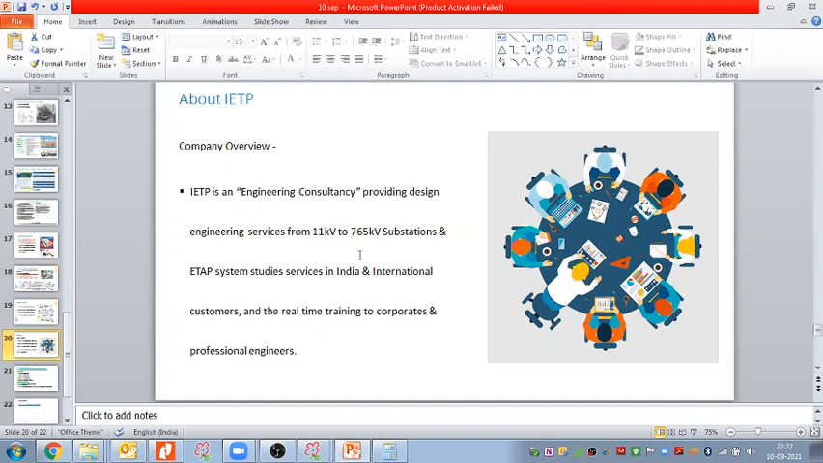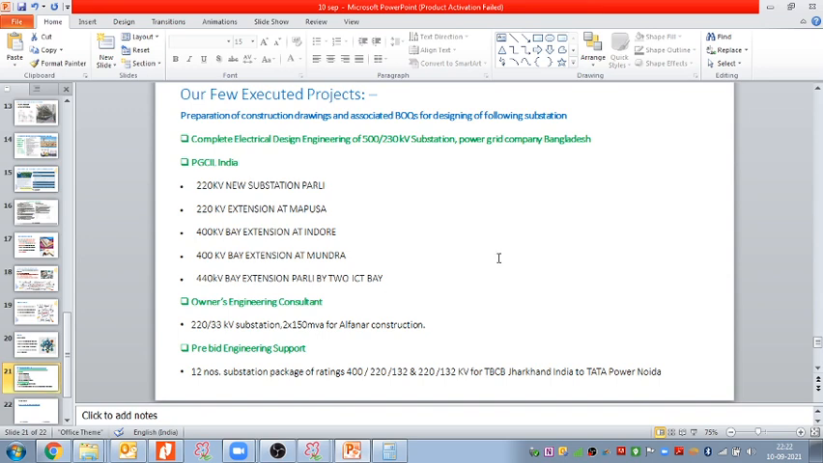Okay, we will keep 5 minutes for an introduction with all of you and with myself. I'll come to that. So what are the projects that we have executed? We executed the complete design engineering of a 500 by 230 kV substation for PGCB, Power Grid Company of Bangladesh, and some projects for PGCIL India. We did owner's engineer work, a 220 by 33 kV substation project for Alfanar, a Saudi-based construction company. And we did pre-bid engineering support for Tata Power's Noida office: 12 substation packages rated 400 by 220, 132, 220 and 132 kV for the TBCB Jharkhand project. So those are a few of our executed works.